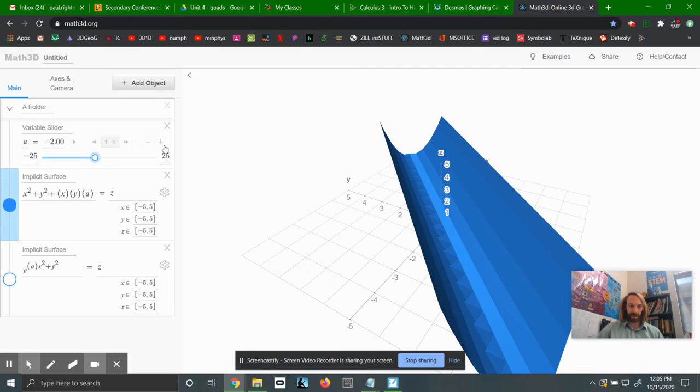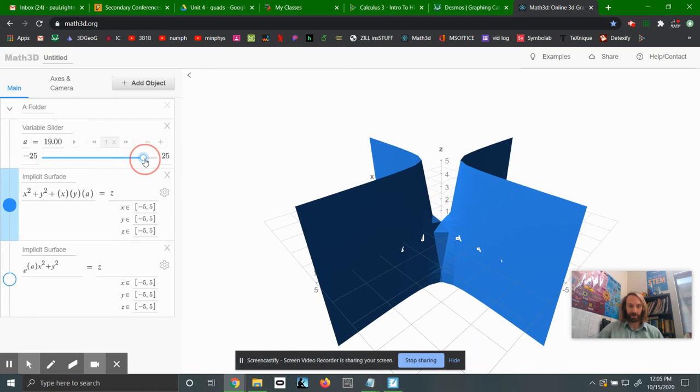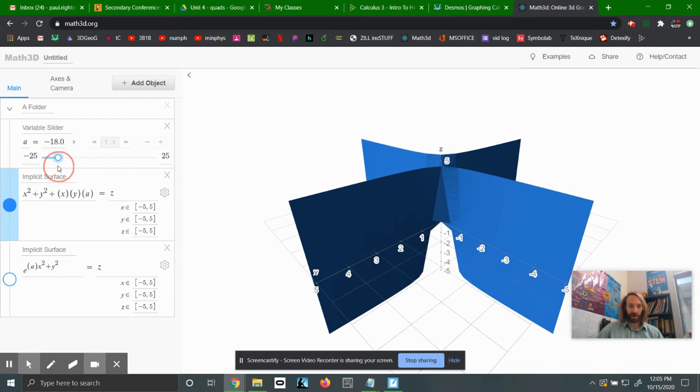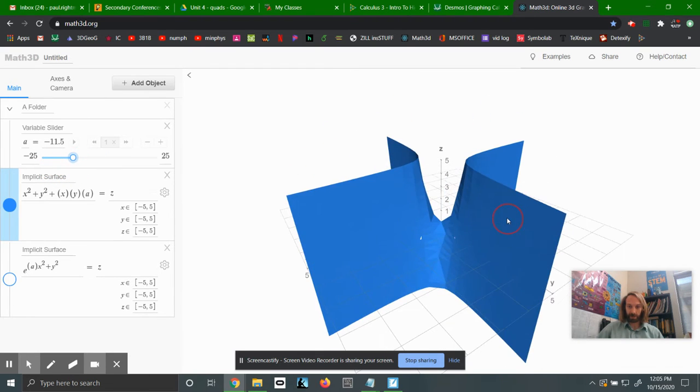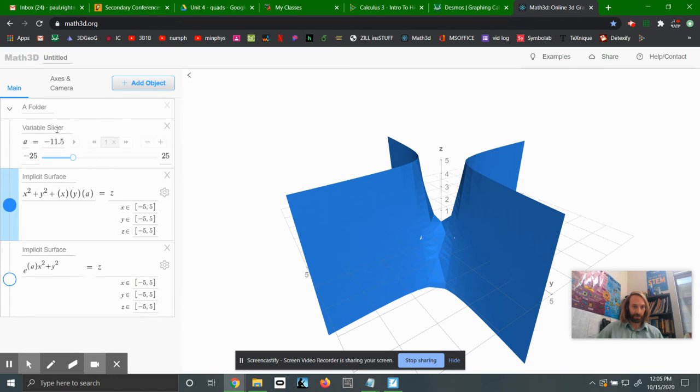And that really is, I think you kind of already saw it. So if I let this thing go up into higher values, you get hyperbolas, hyperboloids there, and same thing here. See a little better there. If you want to do this in Math3D, if you just hit Add Object and then Variable Slider down here, that's what I'm using to do this.